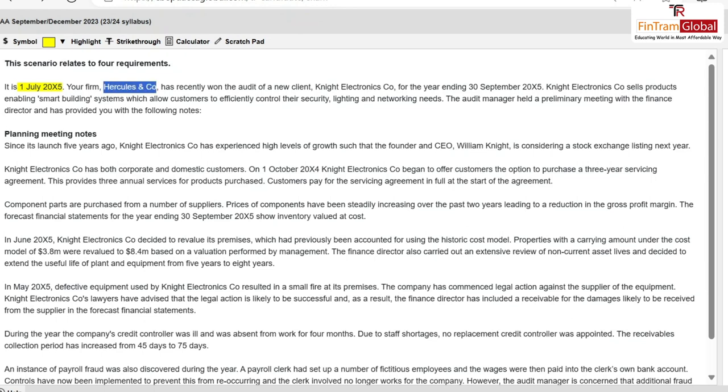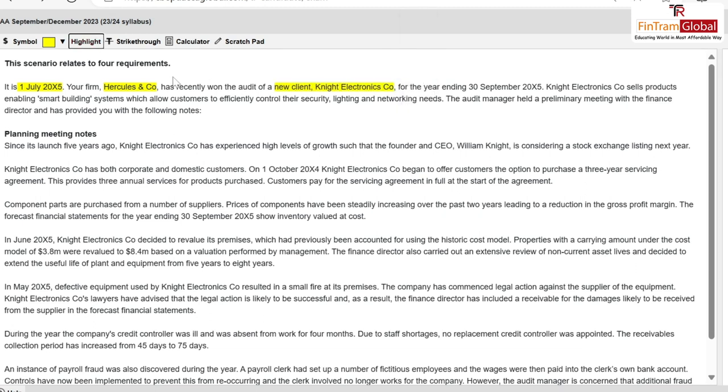Your firm, Hercules & Co., that's basically the audit firm, isn't it? And who is the audit client? Knight Electronics Co. We can just get it from the name itself, right? If it's & Co., then it's an audit firm. If it's just Co., then it's basically the client, isn't it? And yeah, so they have recently won an audit of a new client, Knight Electronics Co.